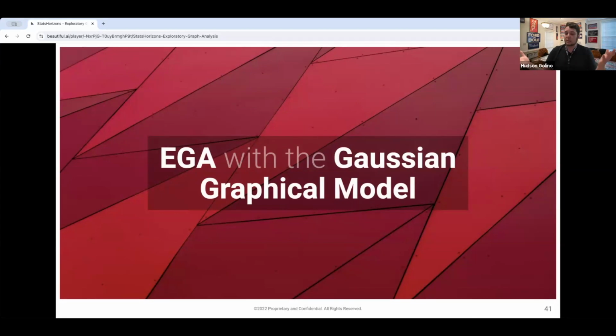Okay, so what makes exploratory graph analysis work? Let me introduce to you the idea of the Gaussian graphical model.